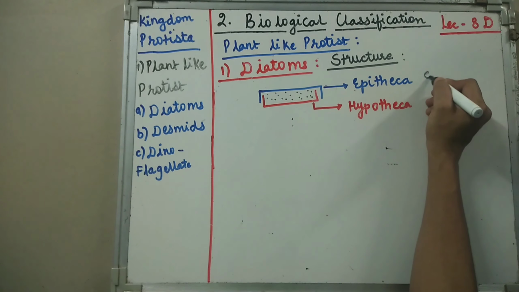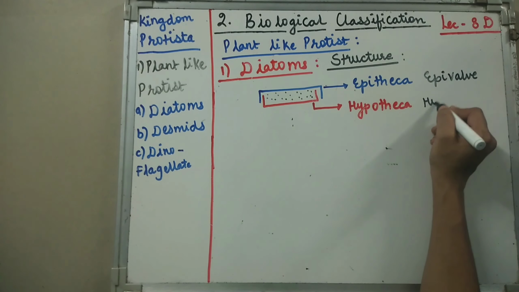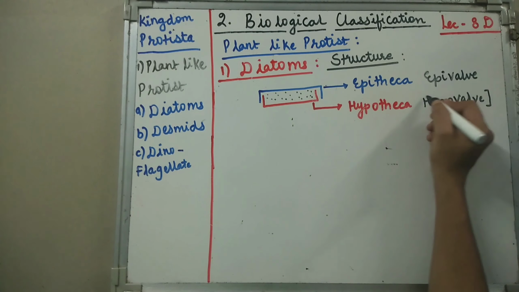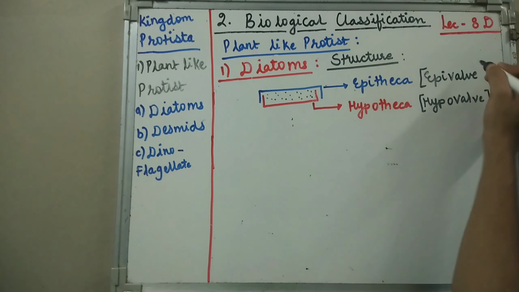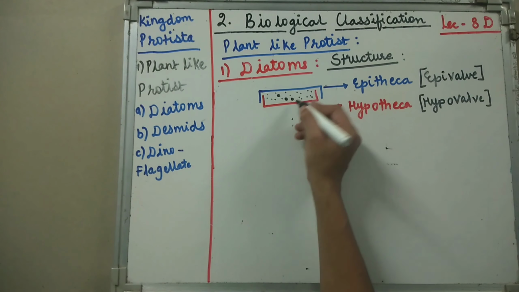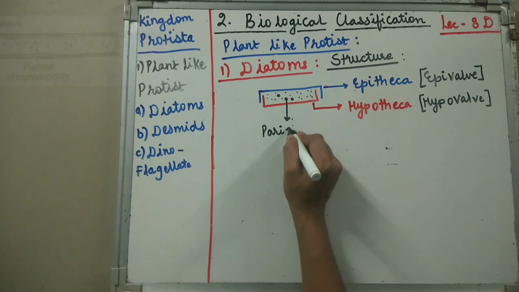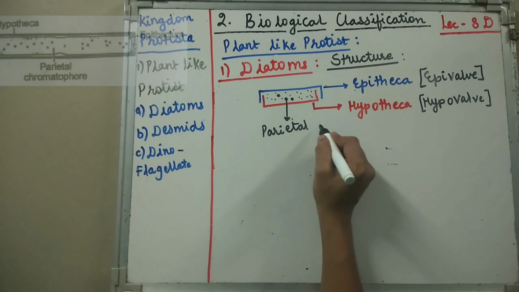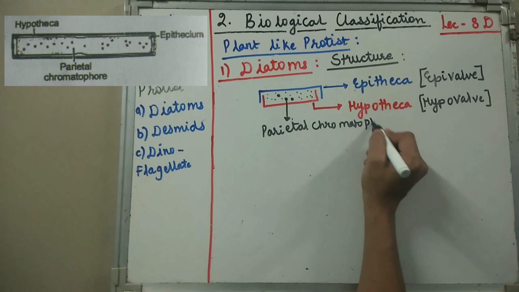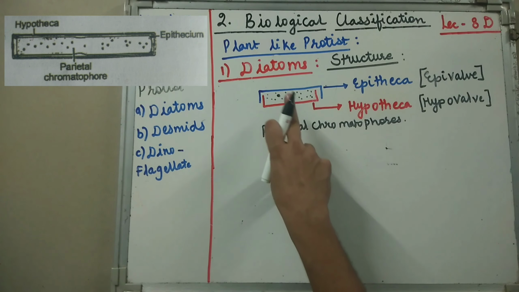Epitheca is also known as epivalve, and hypotheca is also known as hypovalve. So these are alternative names probably that could be given in the question. The black color dot, what you can see here, which I'm just highlighting, this is known as parietal chromatophore. So this is one type of a diagram that we could note with respect to diatoms.